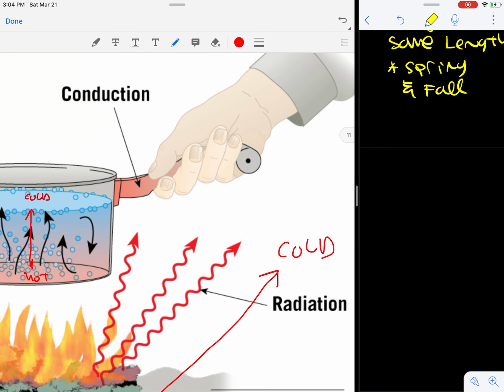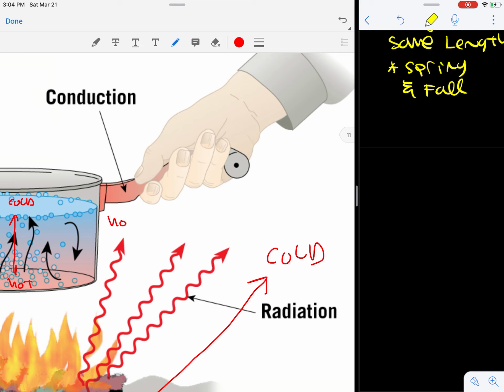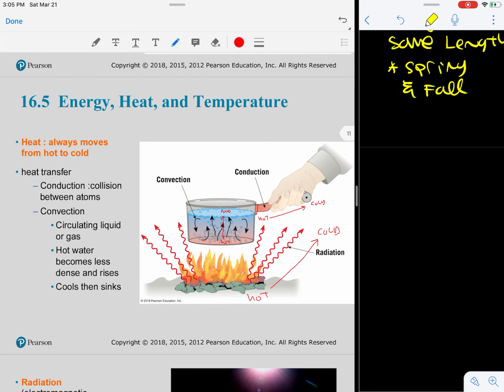From the handle as well, this is the hot part of the handle, and then your hand is going to be the cold part. And you always get burned because heat travels from the hot handle to your hand there. So that's going to be the first concept, that heat always travels from hot to cold.